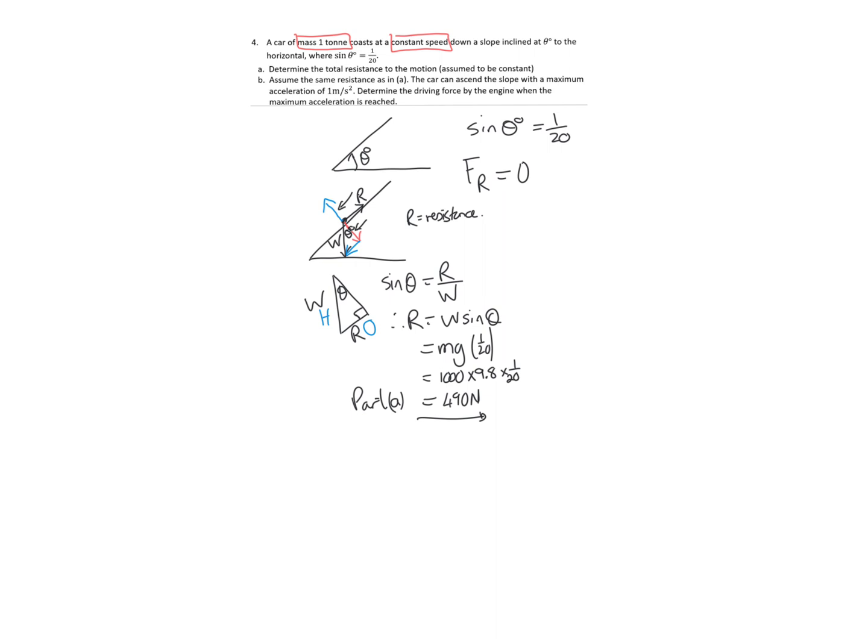Let's read part B. Assume the same resistance as in A, that's the 490 newtons. The car can ascend the slope, that means go up the slope, with a maximum acceleration of 1 meter per second squared. Determine the driving force by the engine when the maximum acceleration is reached. So if you think about it, as you go up this hill, the engine must provide the force to pull you up. But resistance will push down the hill. Okay, so in this case, the resultant force is not 0.